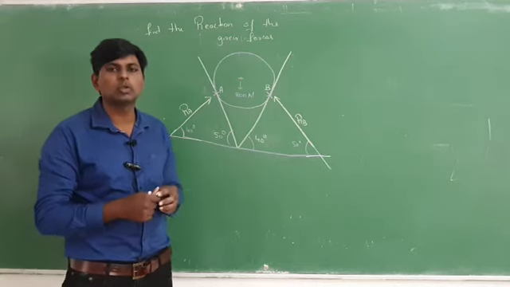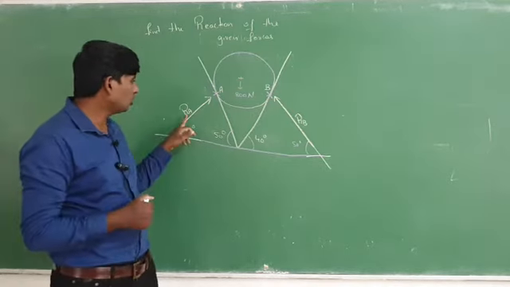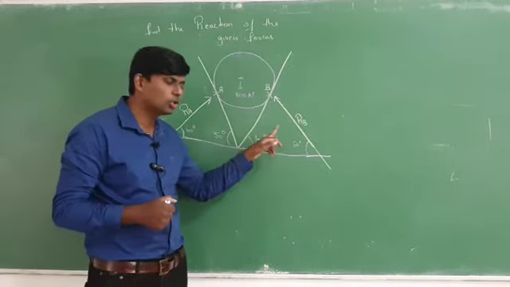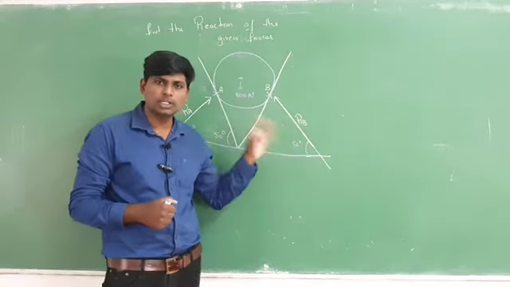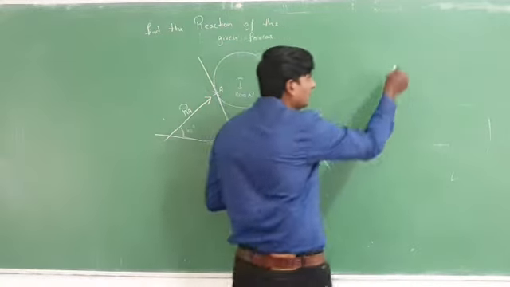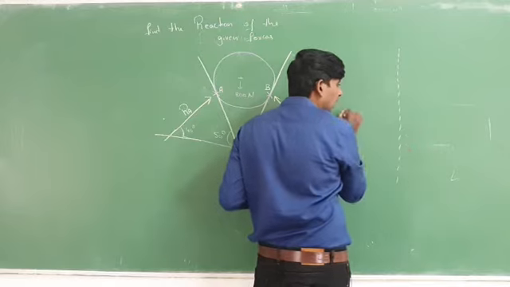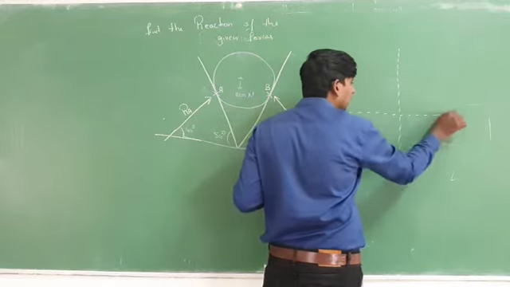Now what you have to do? First you have to find out the reactions RA and RB. So this one you can consider as RA and this one you can consider as RB. First you have to try to draw the vector diagram. For the vector diagram, this one is your y axis and this one is your x axis.